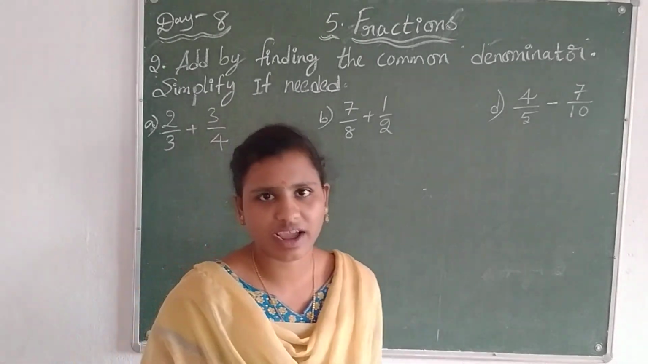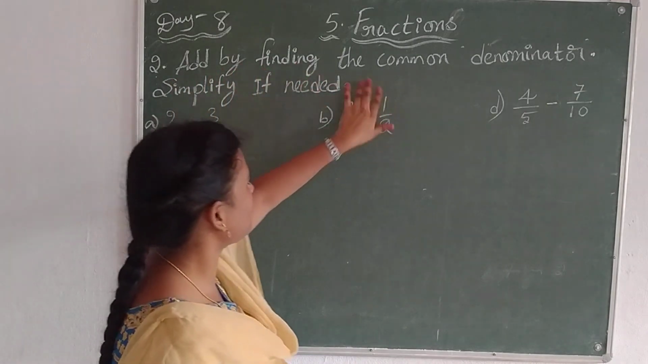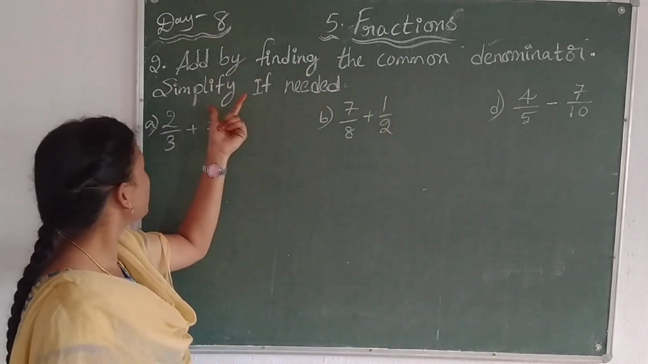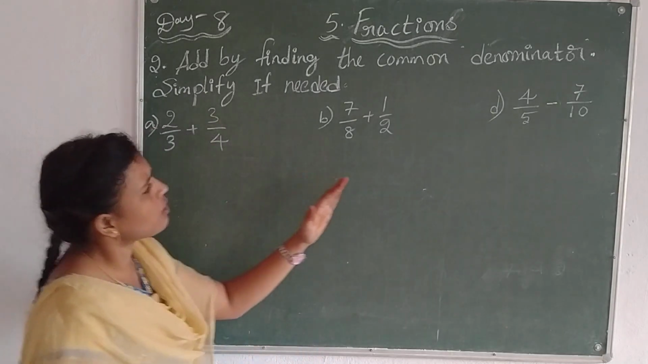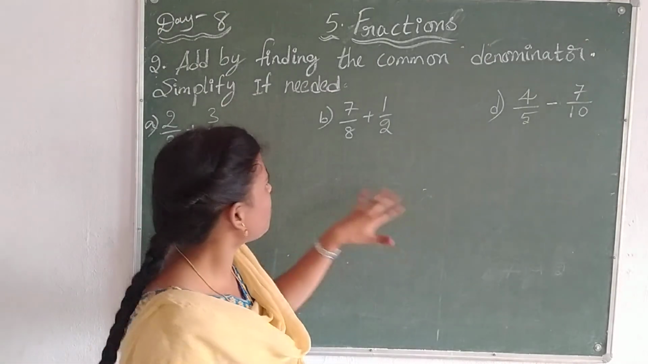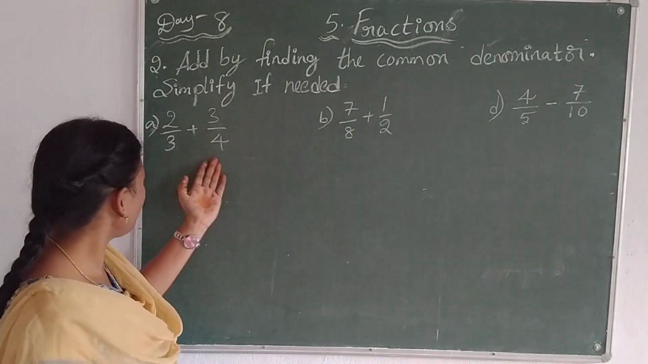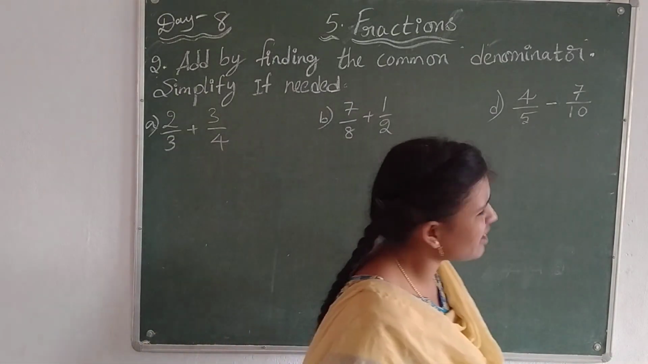Yesterday we discussed the common denominator fraction. That means like fractions. Today we are discussing adding fractions by finding the common denominators, and simplifying if needed. So see here, are there any common denominators? Same denominators?